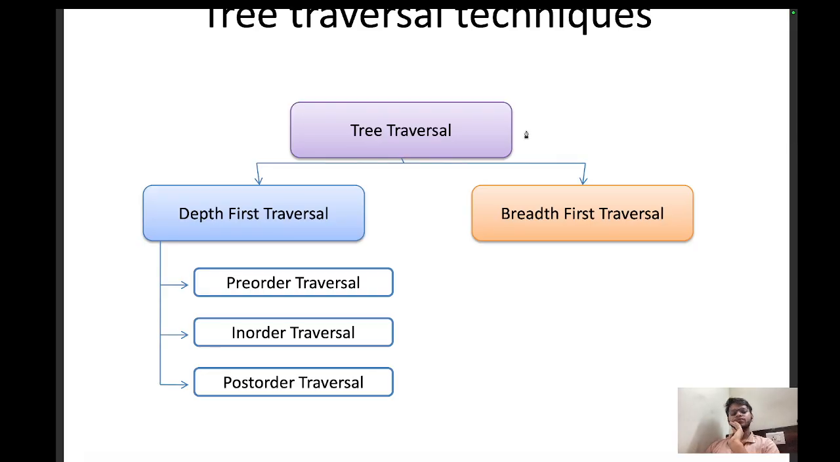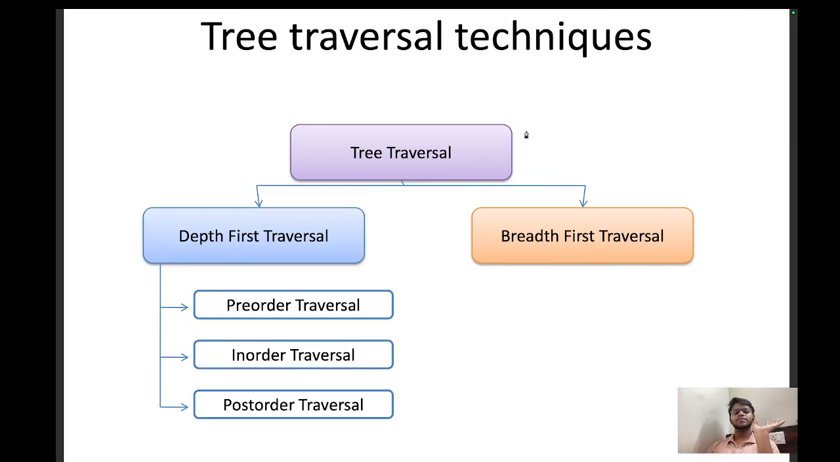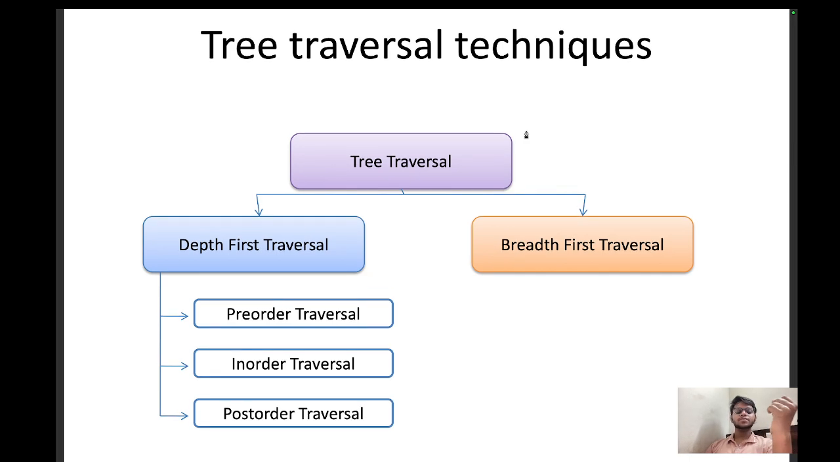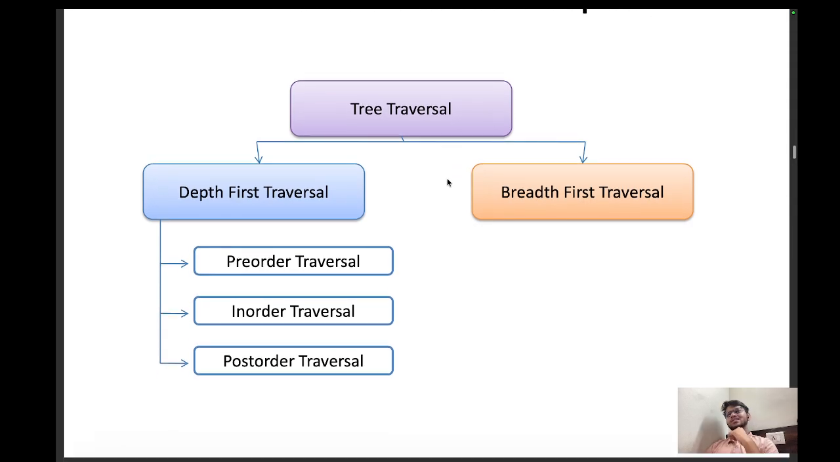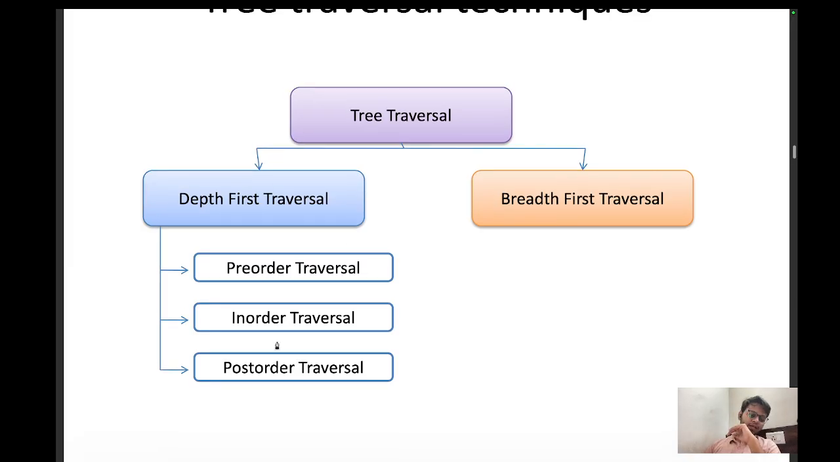We have two types of tree traversal. Basically, the main two types are DFS and BFS. DFS is depth first traversal and BFS is breadth first traversal. Depth first traversal consists of three different types of traversals: pre-order, in-order, and post-order. Now people get confused about what is pre and what is post and in-order. It is a very basic and quite easy thing if you get the concept.